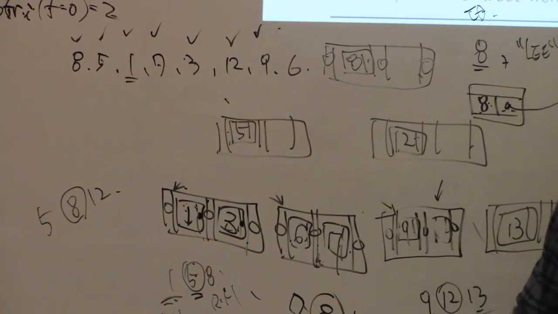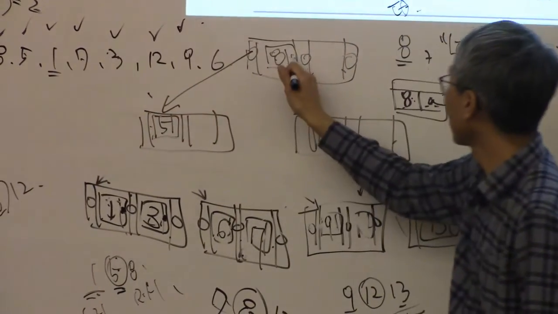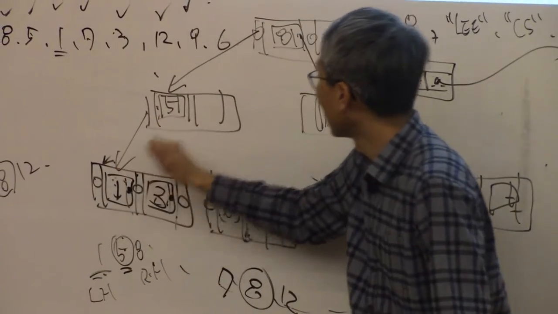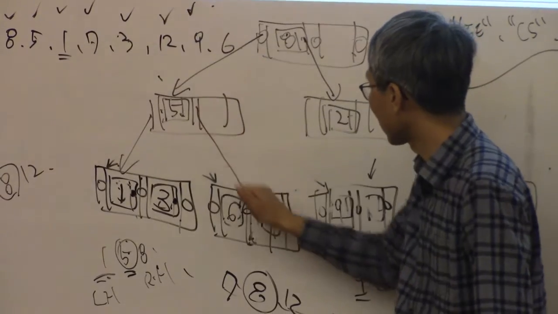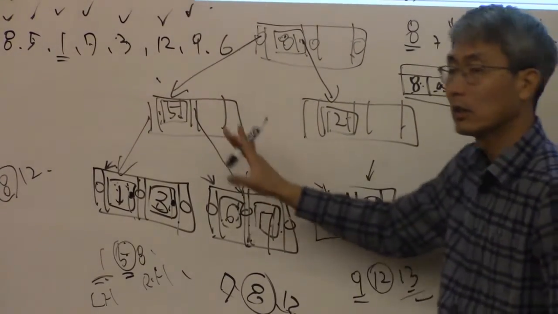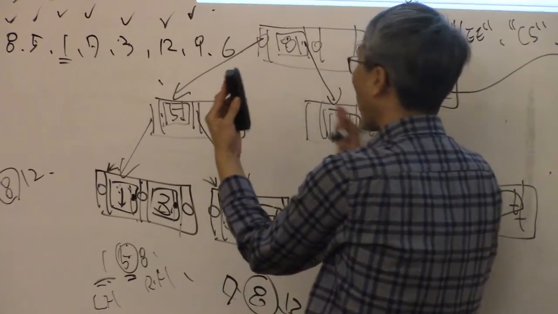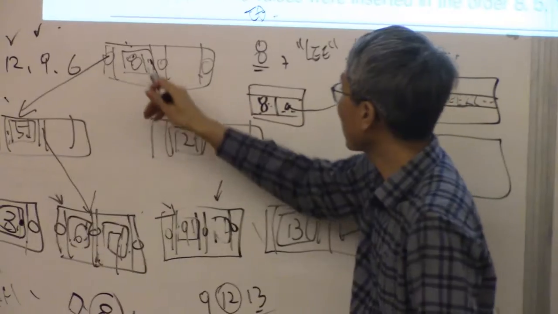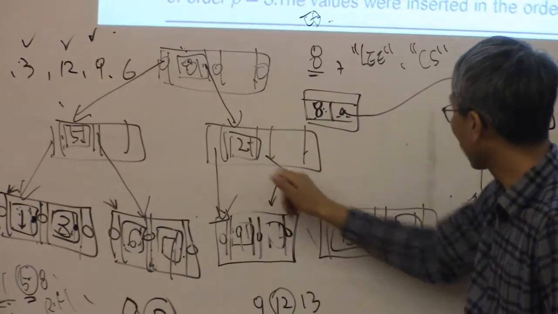And check the pointer. Less than 8. Bigger than 8, less than 5. Bigger than 5, less than 8. So this one. Don't be confused. Sometimes even though you have a space, you cannot use it because it's a split from the parent node. So bigger than 8, less than 12 goes here. Bigger than 12 goes here.